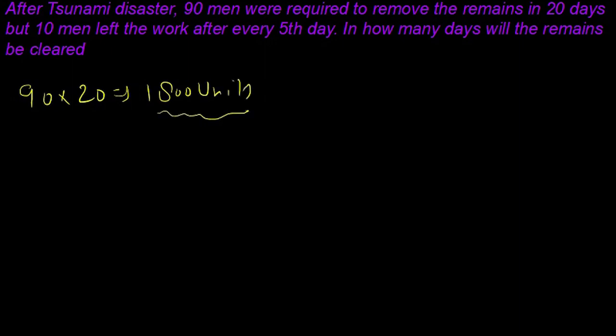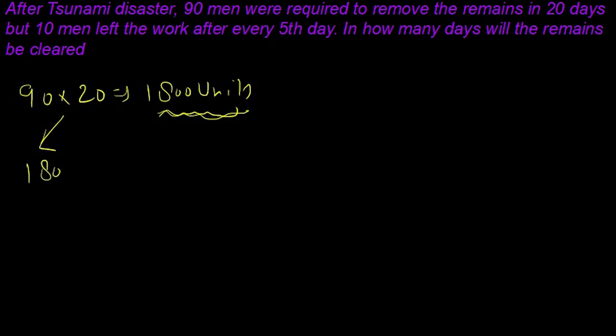After a tsunami disaster, 19 men were required to remove the remains in 20 days. Okay, so let's find out what the total unit of work is. So 19 into 20 is what? 380 units of work is there. But 10 men left the work every fifth day. In how many days will the remains be cleared? Okay, so this total unit of work we need to complete in terms of this particular pattern which is given to us.